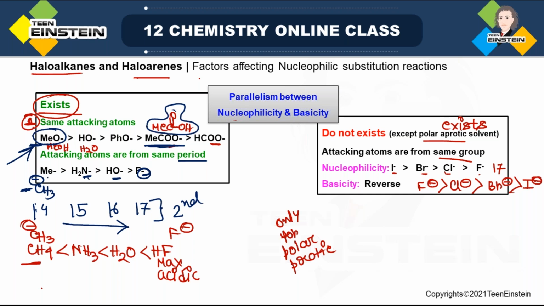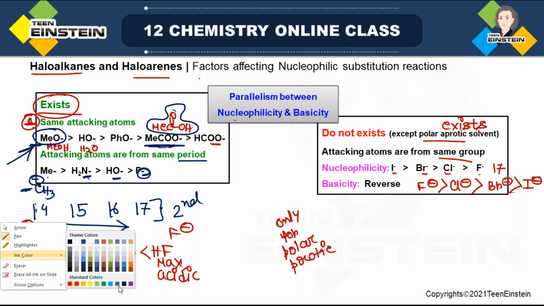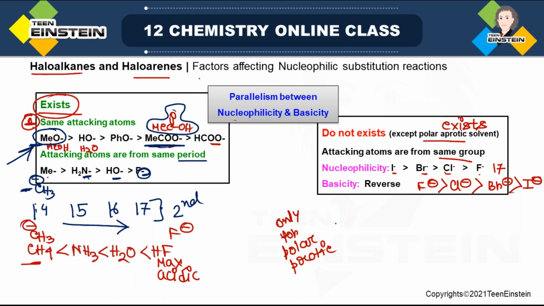So when we have taken polar protic solvent, what happens? Hydrogen bond formation is possible. But if it is polar aprotic solvent, then hydrogen bond formation is not possible, and in that case both nucleophilicity and basicity will be correlated. That is, there is parallelism existing. But when it is polar protic, hydrogen bond can form very easily between F minus and, suppose, a water molecule as solvent.